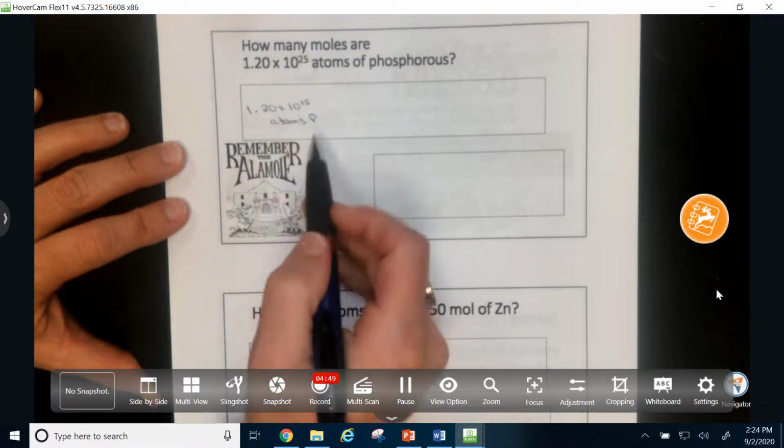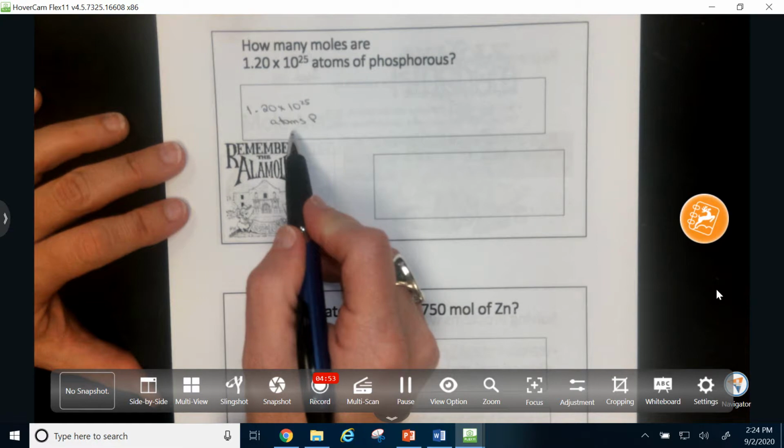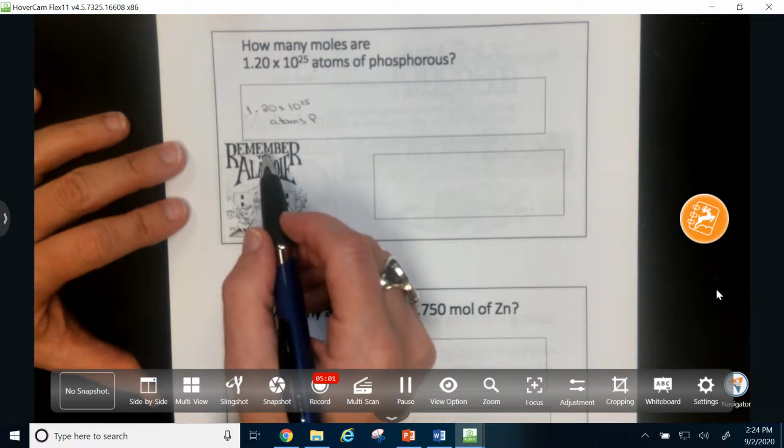Now I'm going to have you guys write the unit and the symbol because it's really important to keep track of your units when you're using dimensional analysis. And there's going to become a time where we actually are changing units and changing the substance in the same problem. So we want to keep track of everything.